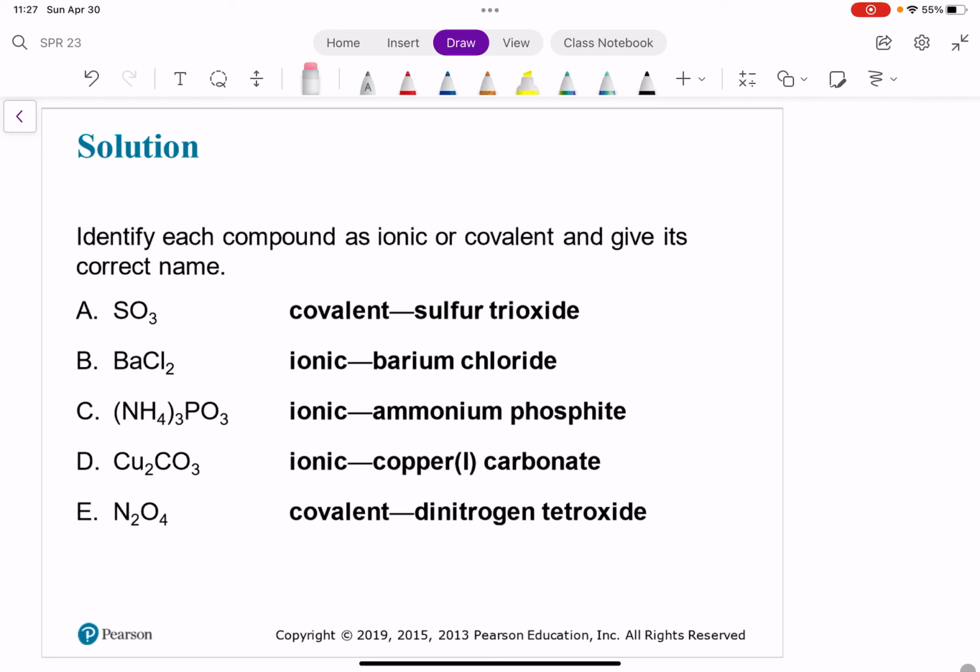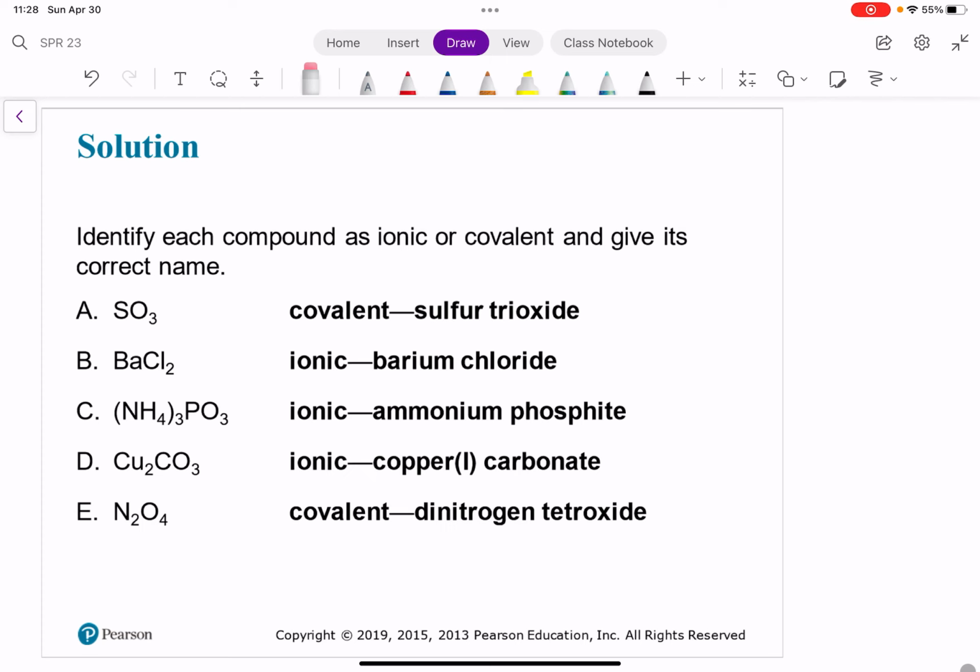Okay, what about for ionic, for this next one, BaCl2? That one's ionic. Why? Because that Ba, barium, is a metal. You've got a metal with a nonmetal, chlorine, so we're going to assume that's ionic. And how do we name ionic compounds? Thinking back to a previous video, the metal is always just the name of the metal, so barium, we don't change anything. And then chlorine is now chloride, right? It's got that ending IDE.